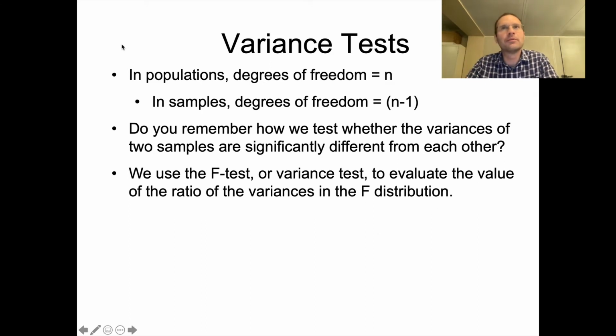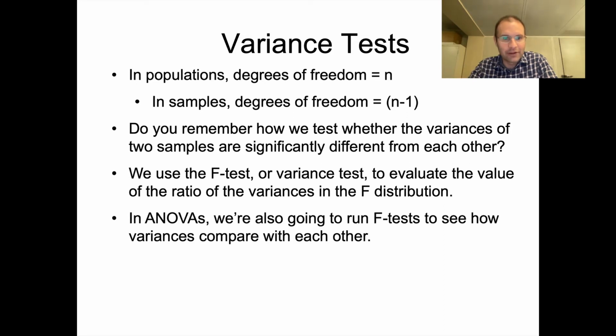In this technique of analysis of variance, we're going to be focusing on the long tail end of the F distribution, because we're going to be focusing on whether the variance we can predict in the value of some variable is going to be larger than the variance that we can't predict, or the random variance in the value of that variable. So in ANOVAs, we're going to run F-tests to see how variances compare with each other.